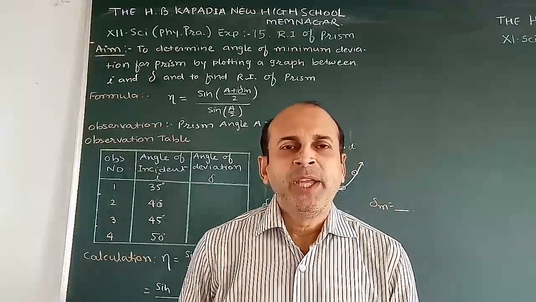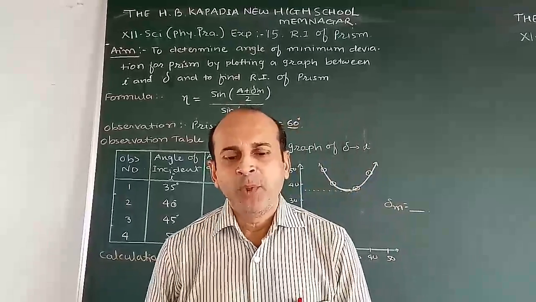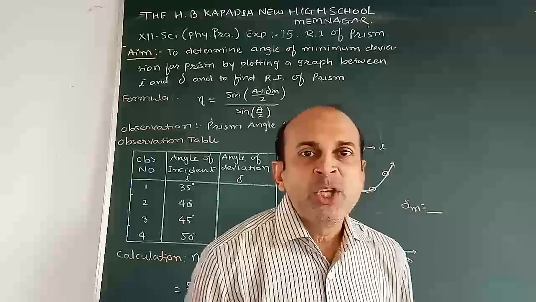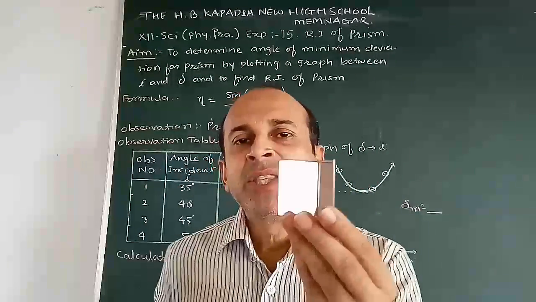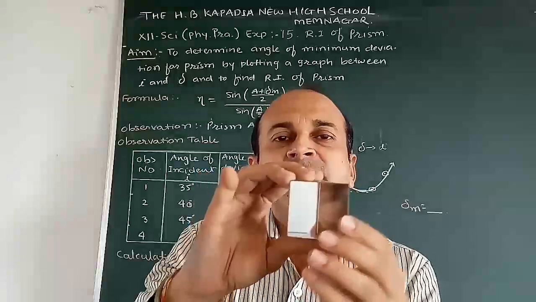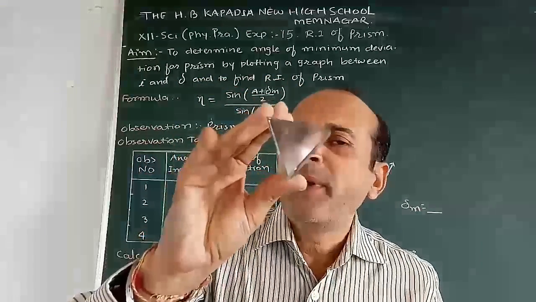Fine. Okay. Last time we found the refractive index of the glass slab. Today our aim is to find the refractive index of this prism. The prism has three lateral faces that are rectangular in shape, while the upper and bottom faces are triangular.